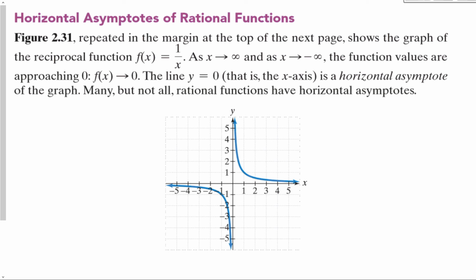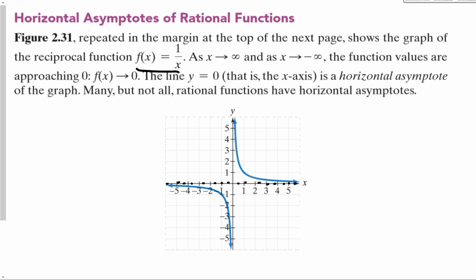Next is horizontal asymptotes. So here is my graph of the reciprocal function. As x approaches infinity and as x approaches negative infinity, the function values are both approaching 0. F of x approaches 0. The line y is equal to 0, the x-axis, is something called a horizontal asymptote. The ends of this graph get closer and closer to that line as you go further and further out.